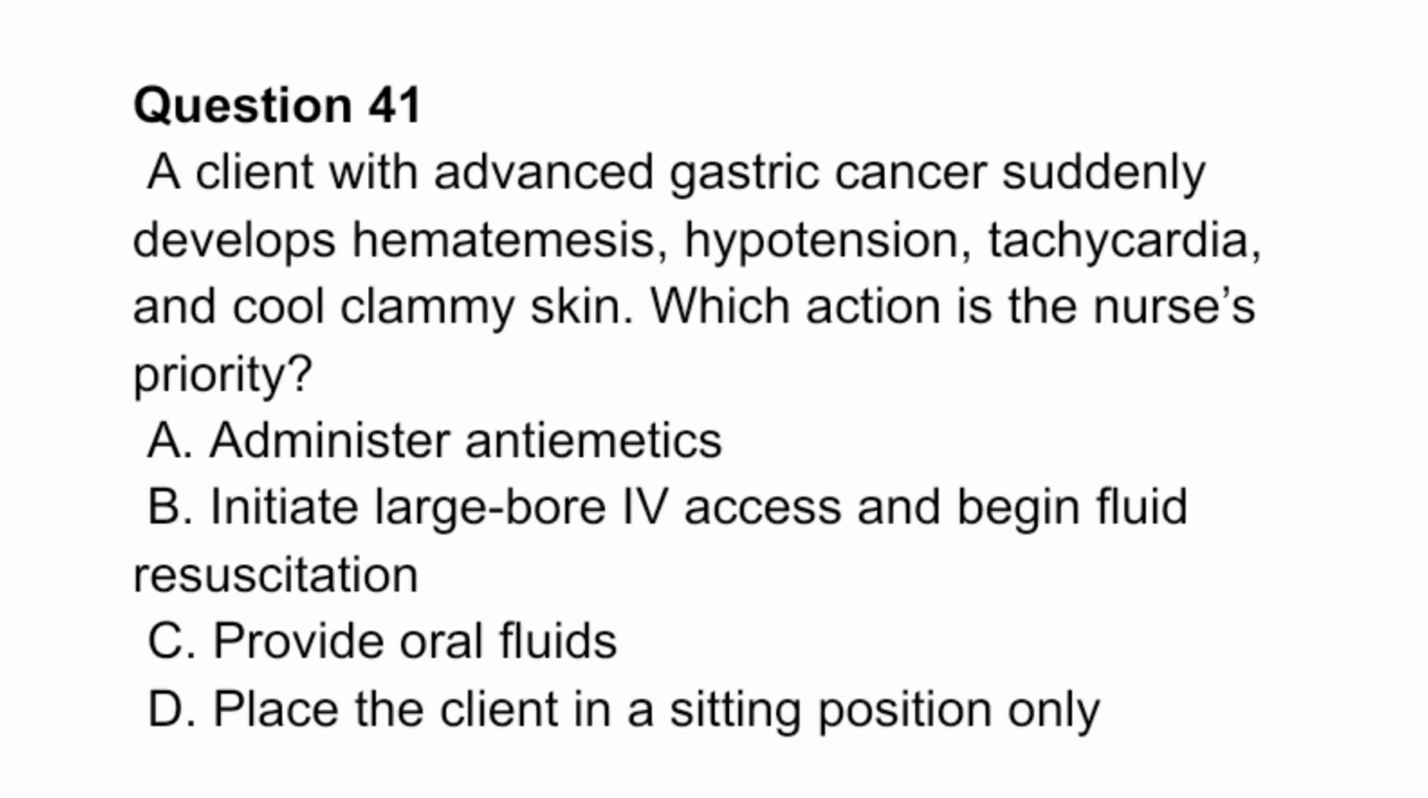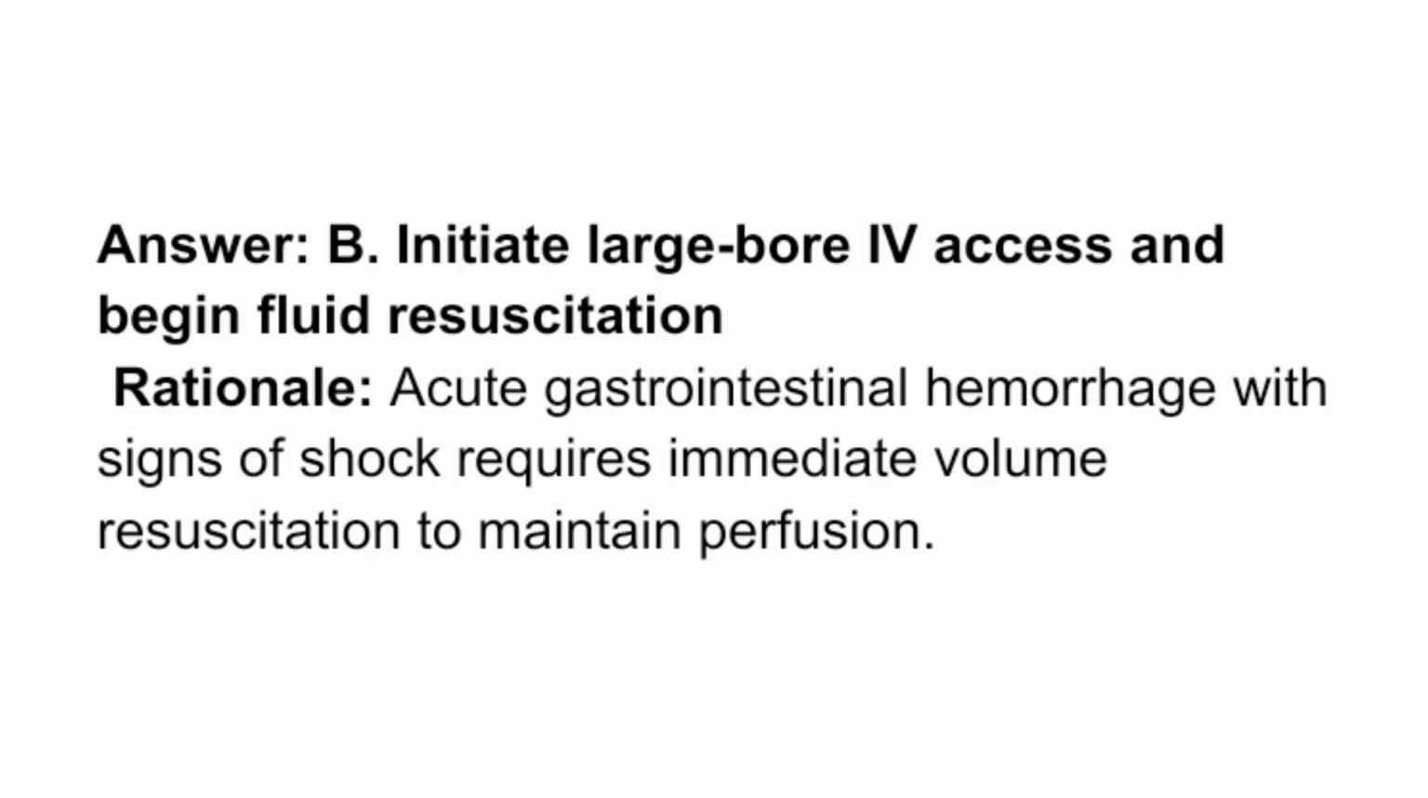Question 41. A client with advanced gastric cancer suddenly develops hematemesis, hypotension, tachycardia, and cool, clammy skin. Which action is the nurse's priority? A. Administer antiemetics. B. Initiate large-bore IV access and begin fluid resuscitation. C. Provide oral fluids. D. Place the client in a sitting position only. Answer. B. Initiate large-bore IV access and begin fluid resuscitation. Rationale. Acute gastrointestinal hemorrhage with signs of shock requires immediate volume resuscitation to maintain perfusion.